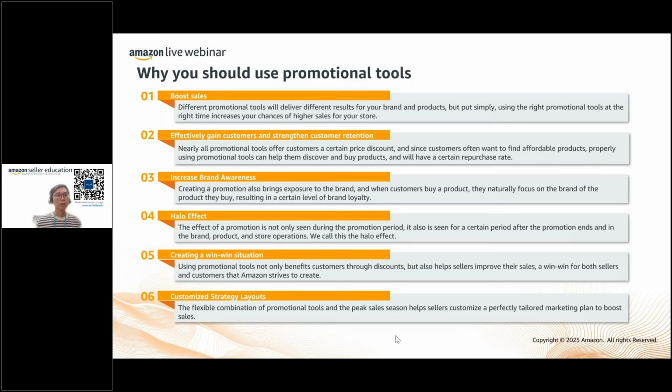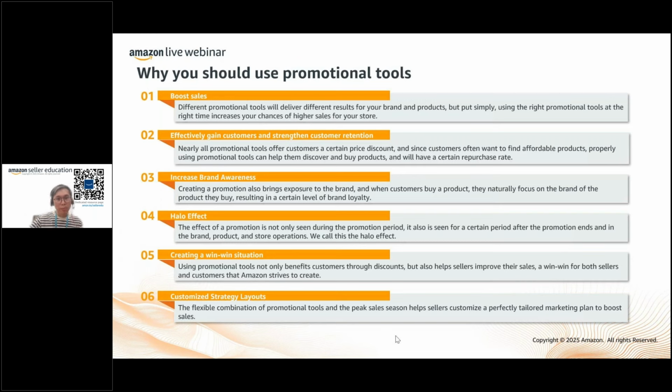And then the fifth point is creating a win-win situation. Okay, so other than helping your customers get better deals or better benefit through the discount, it also helps the seller like yourself to get sales as well.